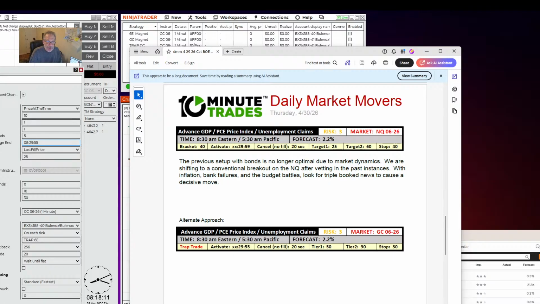Position 1 is a 1. Position 2 is a 1. Our stop is 30 for the gold trap trade. Tier 1 is 50. Tier 2 is 90. We're going to label it trap GC, and we're going to trade it in account number 41. ECB also said the economy has shown resilience in recent quarters. So our gold trap trade is set up.